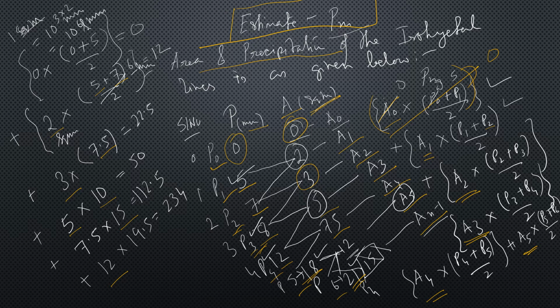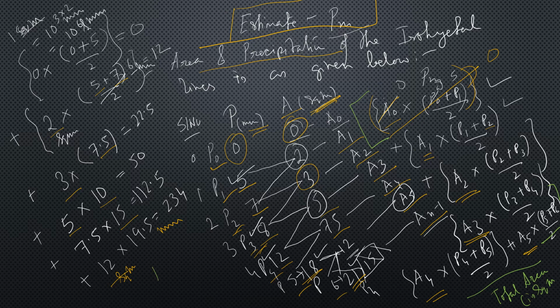Now you note that these areas are all in square meter, and all precipitations are in millimeter, correct? But you know that this entire summation will, as per the formula, be divided by the total area of the watershed, and that total area of the watershed will also be in square meter. So if you take common the square meter unit, then you can cancel it with the help of the denominator.